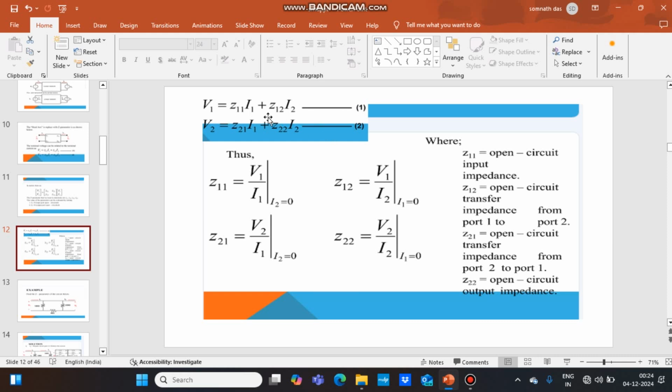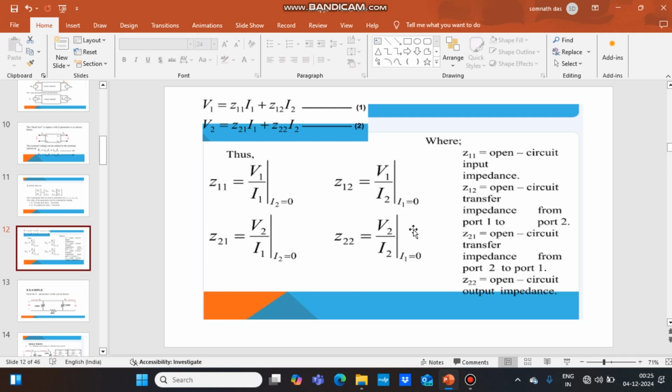From equation 1, if you want to find the value of Z11, we have to make the second part 0. To make the second part 0, we have to make I2 equal to 0. If I2 equal to 0, the second part becomes 0. Then the value of Z11 is equal to V1 by I1. Similarly, when I2 equal to 0, we also find the value of Z21. Z21 equal to V2 by I1. So when I2 equal to 0, we get Z11 and Z21.